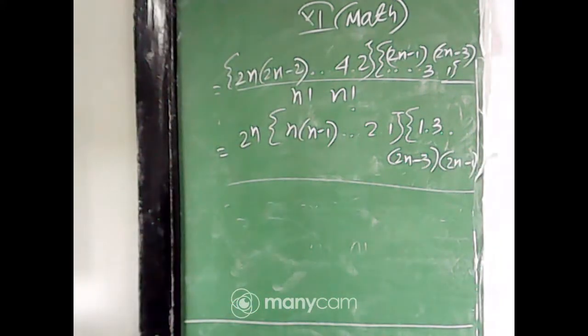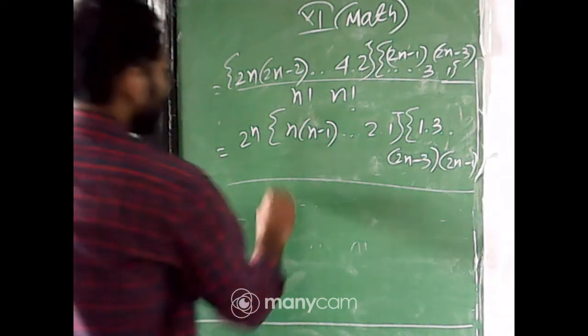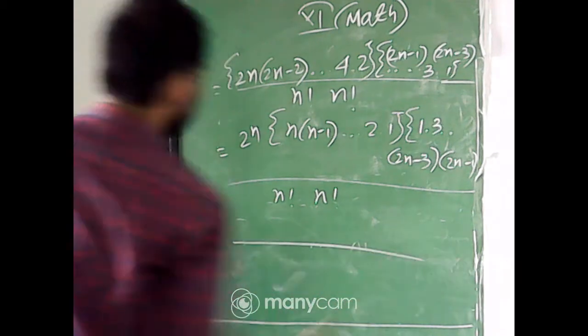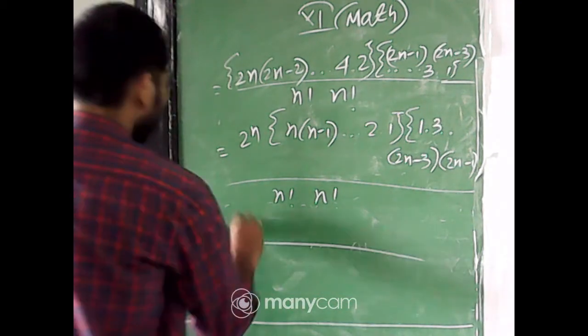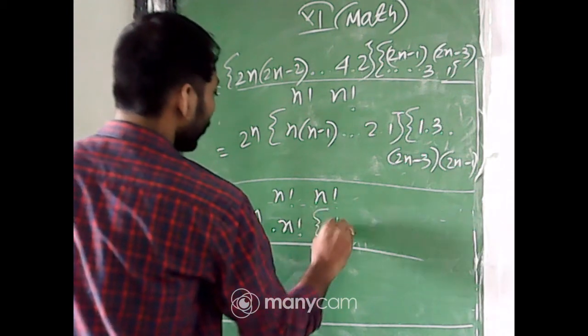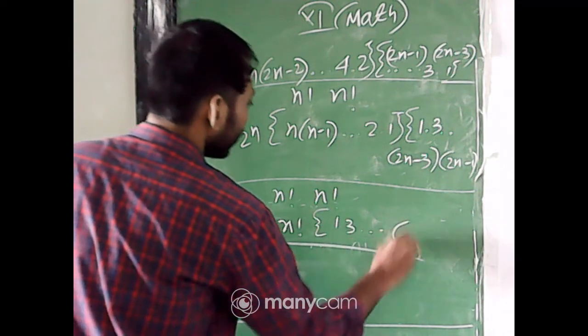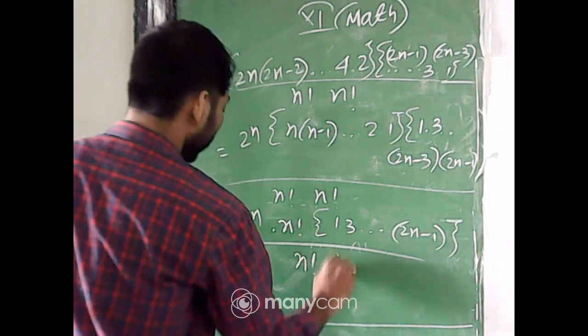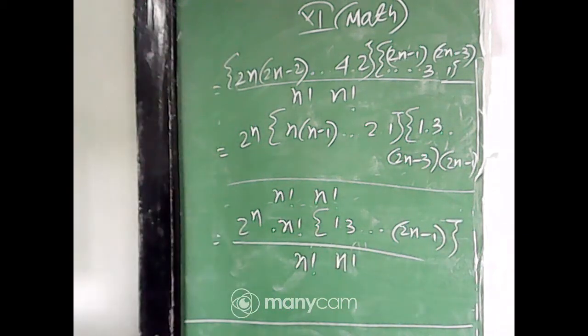Divided by n factorial into n factorial. That means it will give you 2 to the power n into n factorial into 1 into 3 into dot dot dot 2n minus 1, divided by n factorial n factorial. So one n factorial will be cancelled out from both denominator and numerator.